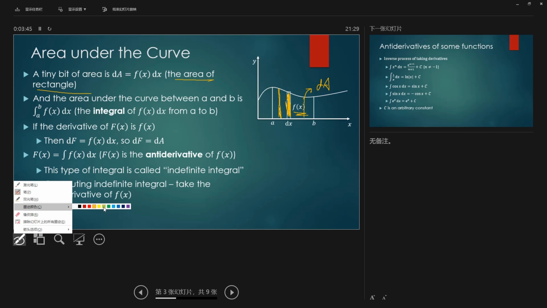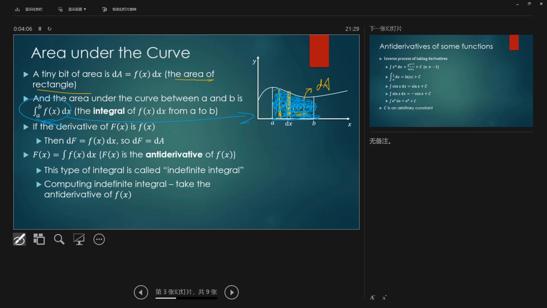Anyway, the area under the curve between A and B, which is another area, we'll use another color here. Let's choose blue. So the area from A to B, the blue one here, is the integral from A to B of f(x) times dx. We can also write this area as A, area A, blue here.